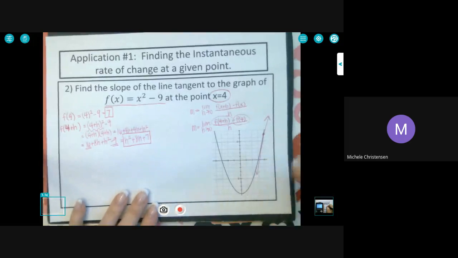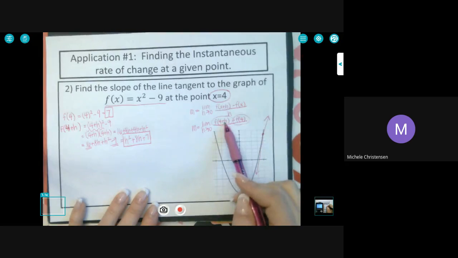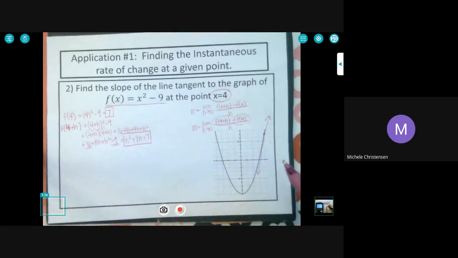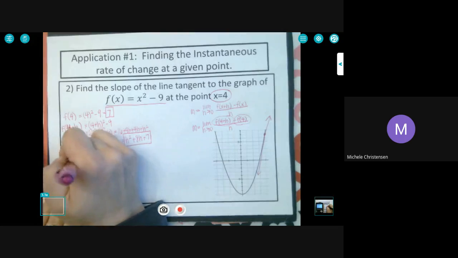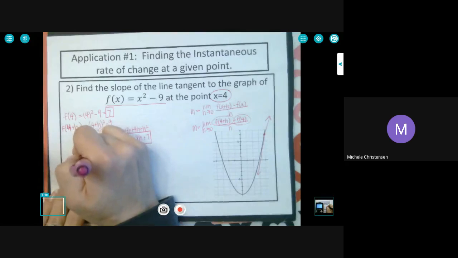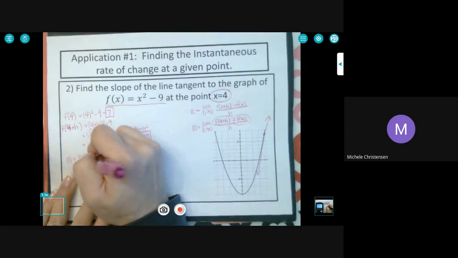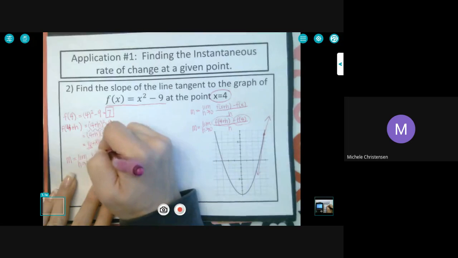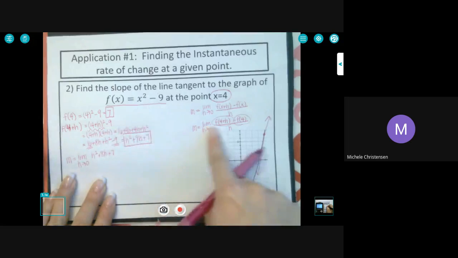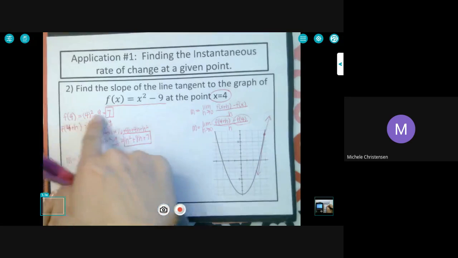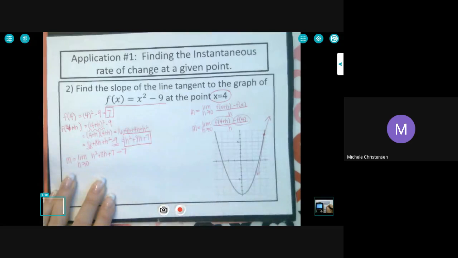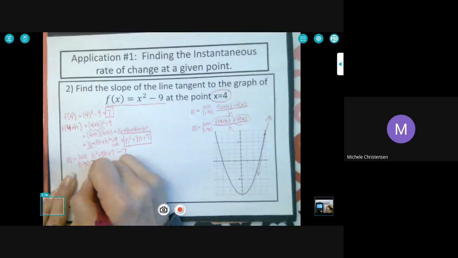Okay, so now we're going to replace those, because we have a value for f of 4 plus h, and we have a value for f of 4. We can actually do the computation here. Okay, so we have h squared plus 8h plus 7. That's our f of 4 plus h, minus our f of 4, which is 7. Okay, all over h.